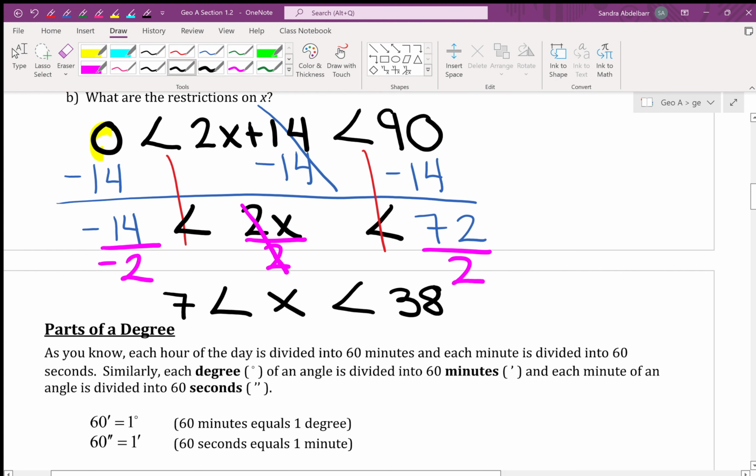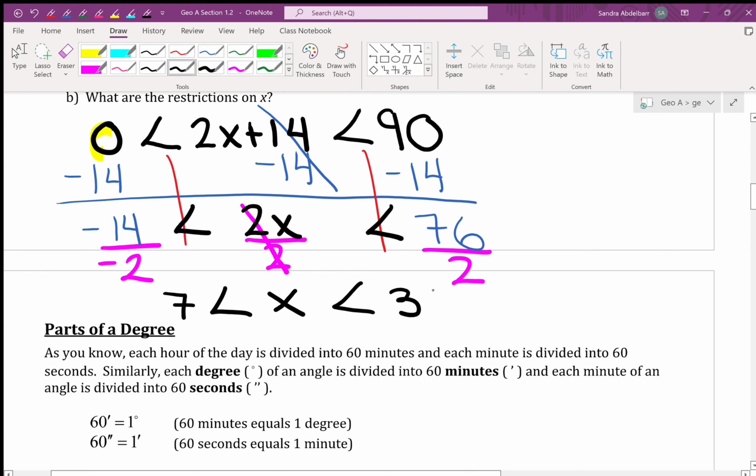Oh, not 38. It's supposed to be 38. This isn't 72. This is 76. Nobody caught that? Somebody caught it and didn't say something? Yeah? So then it will be 38.